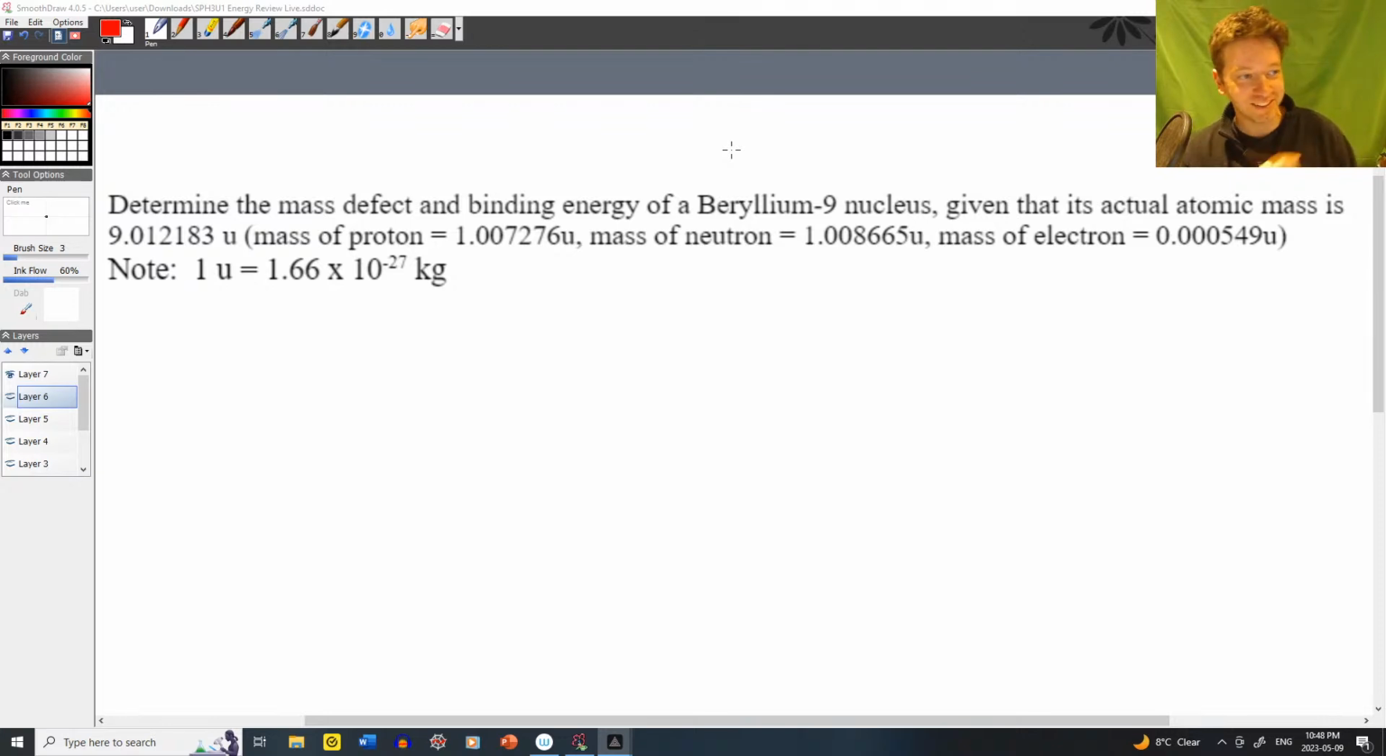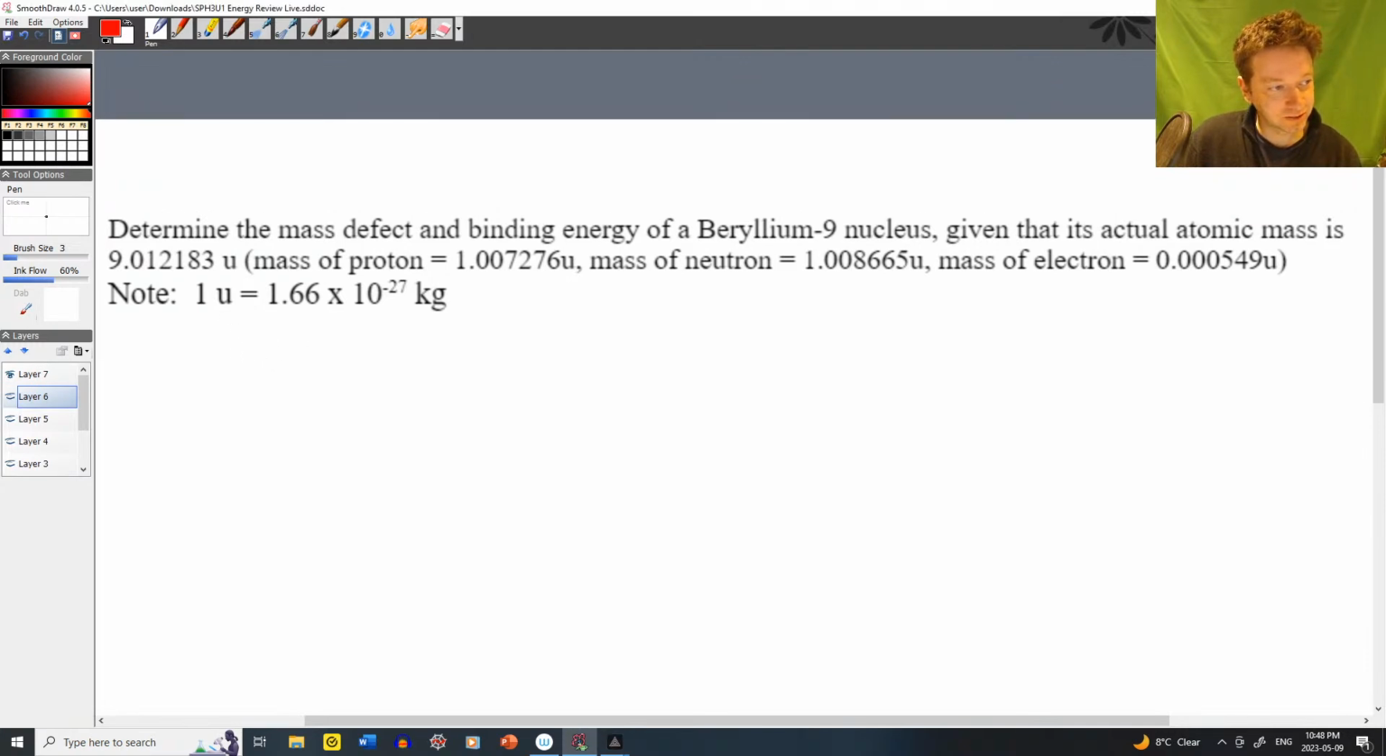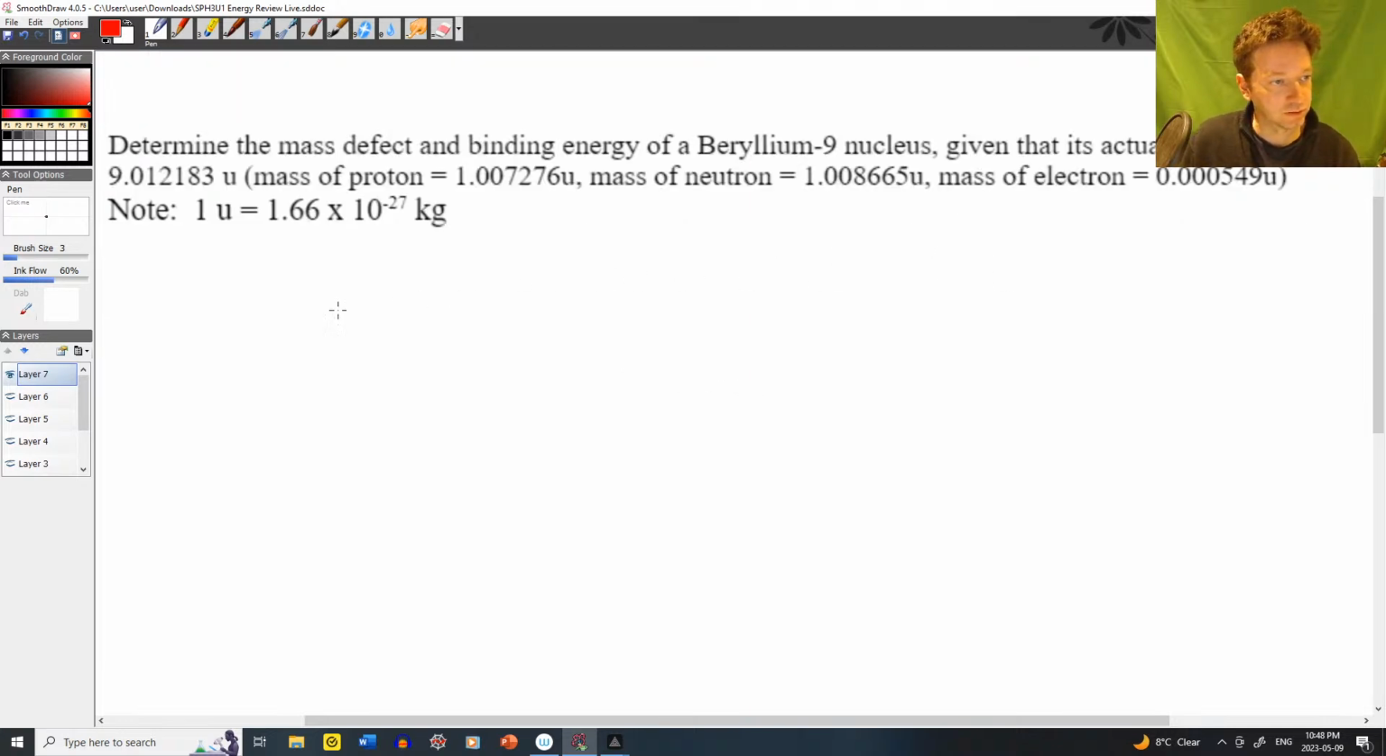So here we have, it says, determine the mass defect and binding energy of beryllium-9. And then it gives us a bunch of values here. Okay, so beryllium-9. Beryllium-9, you check your periodic table, has an atomic number of 4.